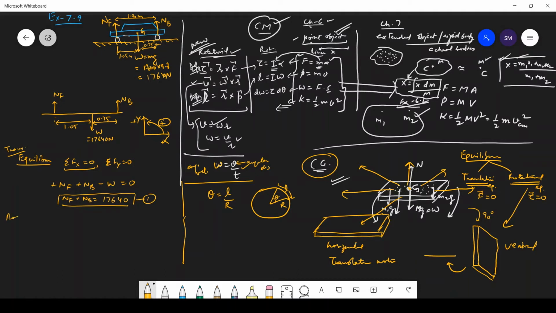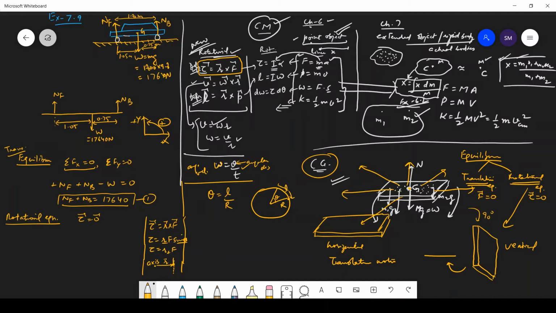Now rotational equilibrium. What is the condition for rotational equilibrium? Net torque is equal to 0. The formula for torque, by definition, is tau equals r cross F, and the magnitude is r F sine theta, and r sine theta is nothing but r perpendicular. So what is this perpendicular distance? Again I am telling you, the distance is taken from the axis of rotation to the point where the force is applied.